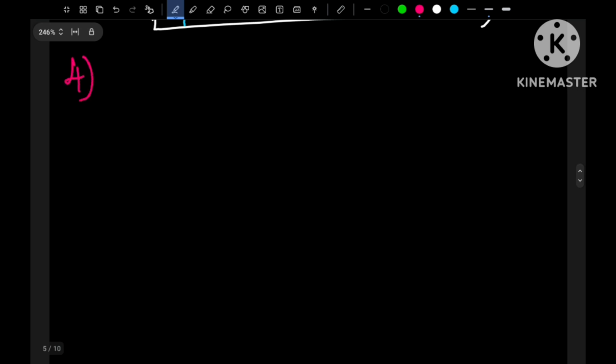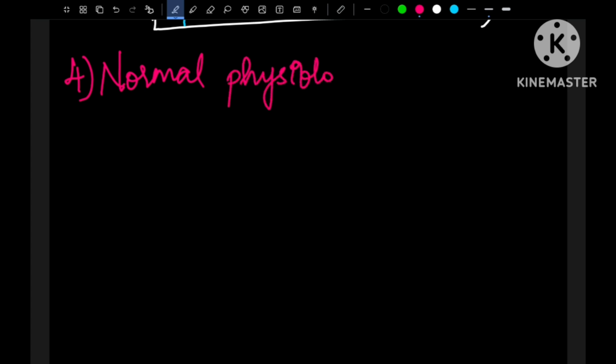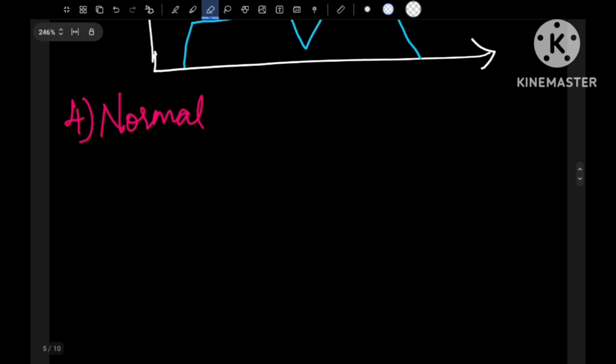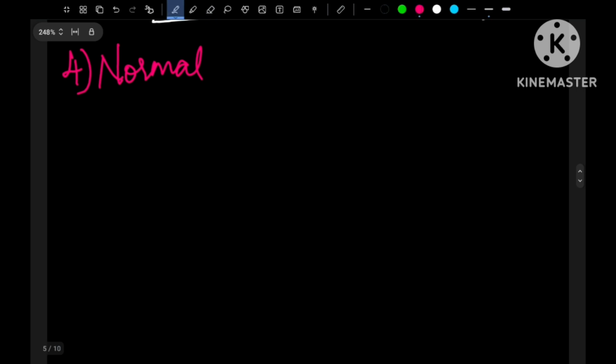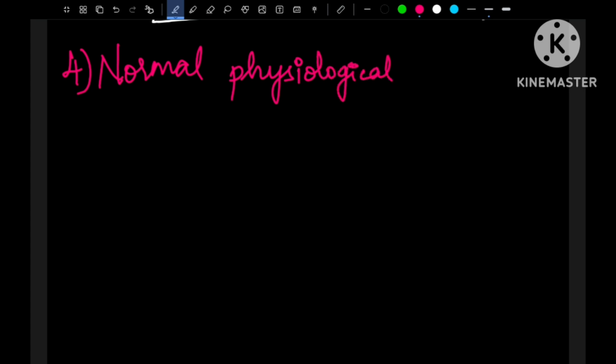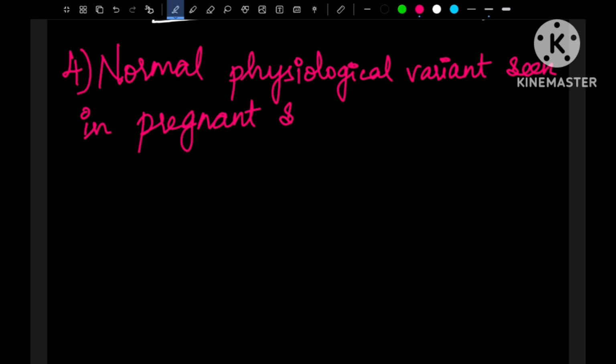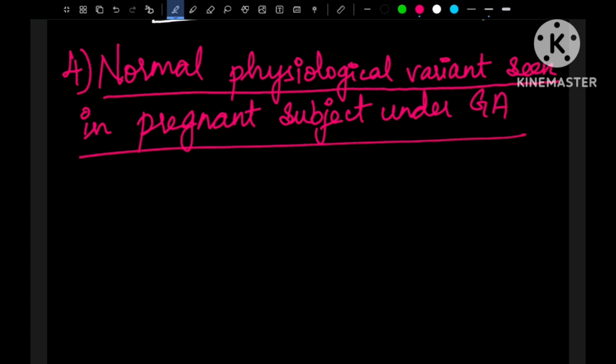The fourth graph is normal physiological variant seen in pregnant subject. Write it slowly. When I write fast, my handwriting usually becomes very bad. Under GA. So even though the patient is under GA and is pregnant, we can see a normal physiological variant.